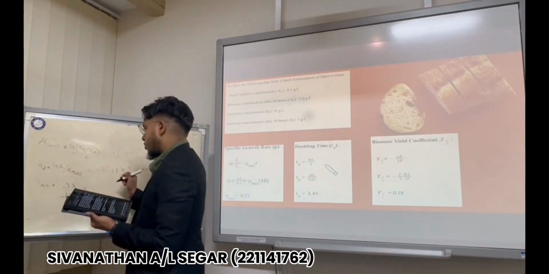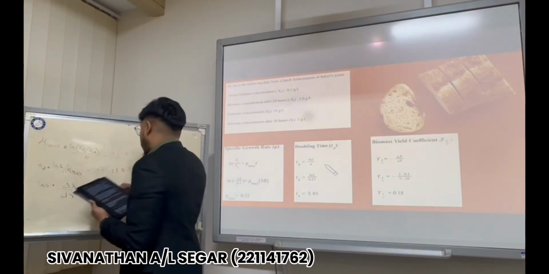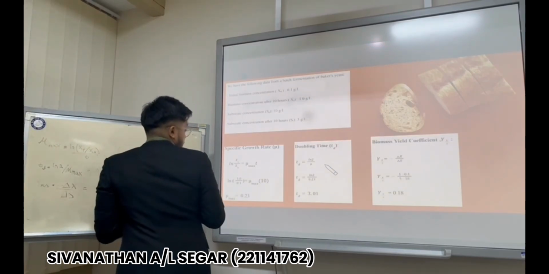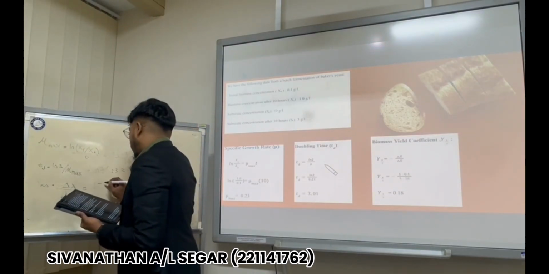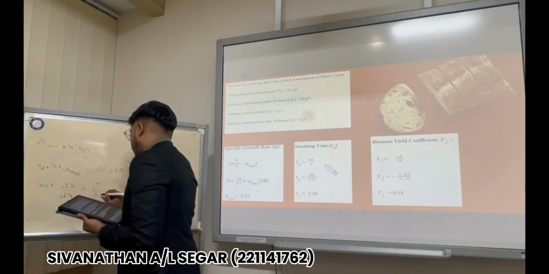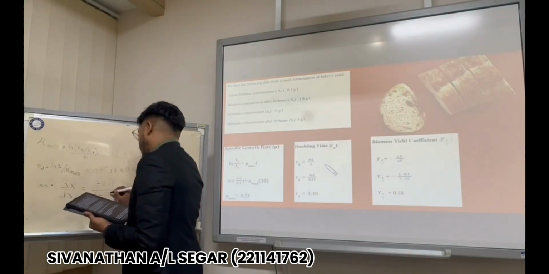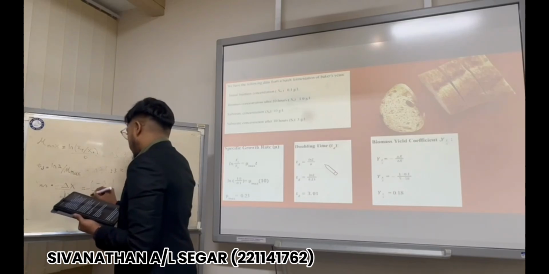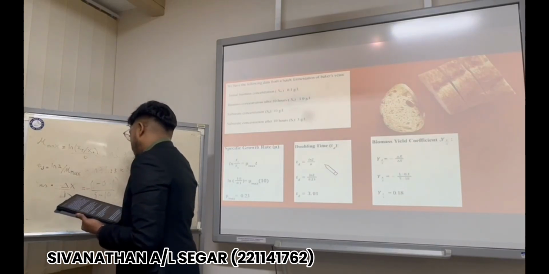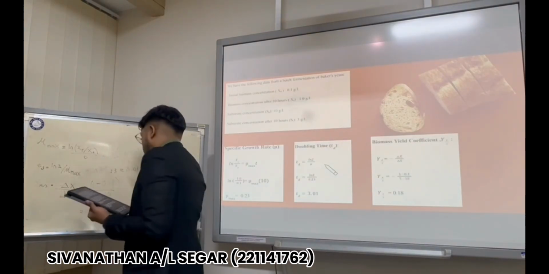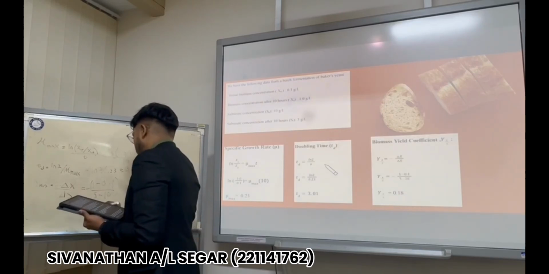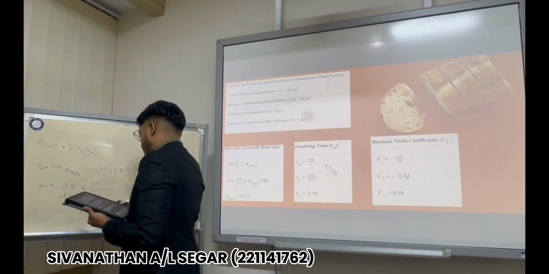For the biomass yield coefficient, from the data given, it says that the initial biomass is 0.1 and will increase to 1.0 after 10 hours. So the calculation should be 1 minus 0.1 for the biomass concentration over 5 minus 10 for the substrate concentration with a negative in front, and we should get the answer of 0.18 gram per gram.